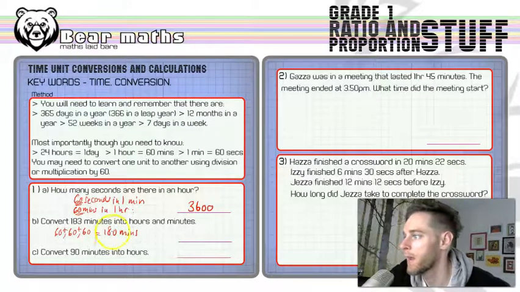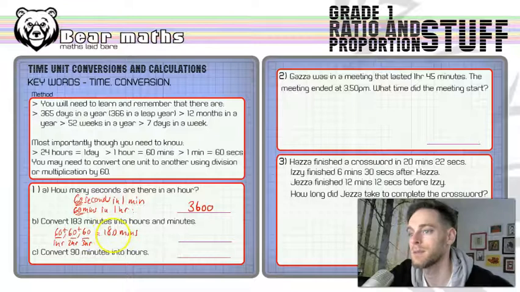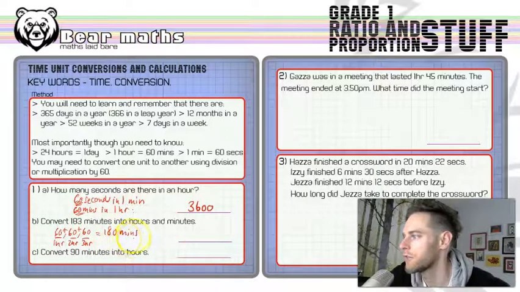And that's 1 hour, that's 2 hours, and that's 3 hours. So every 60 minutes is another hour. And then we've got another 3 minutes that's added on to the end there. So 183 minutes is 3 hours and 3 minutes.